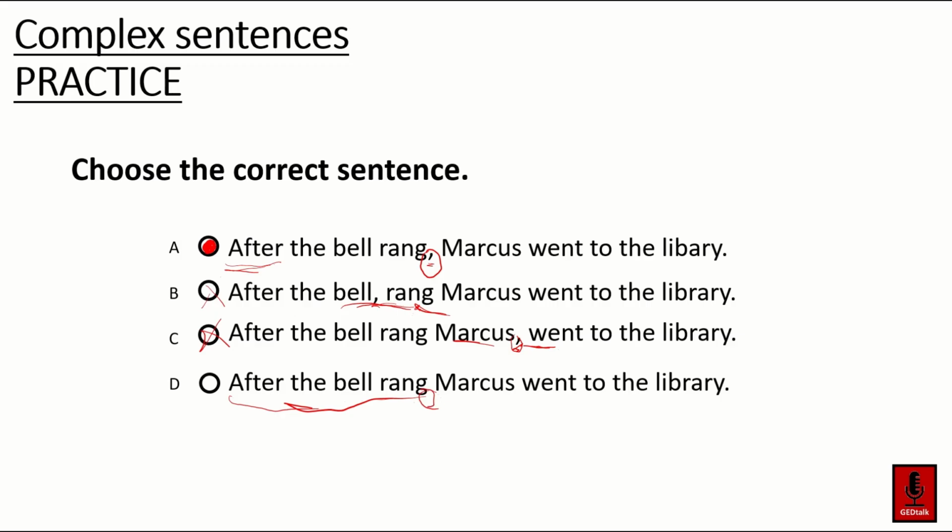If D was flipped and it read, Marcus went to the library after the bell rang, you wouldn't need that comma. But because the subordinate clause is starting off that sentence, the dependent is coming first, I need to make sure that comma is there. So the answer A, after the bell rang, comma, Marcus went to the library is the correct choice.